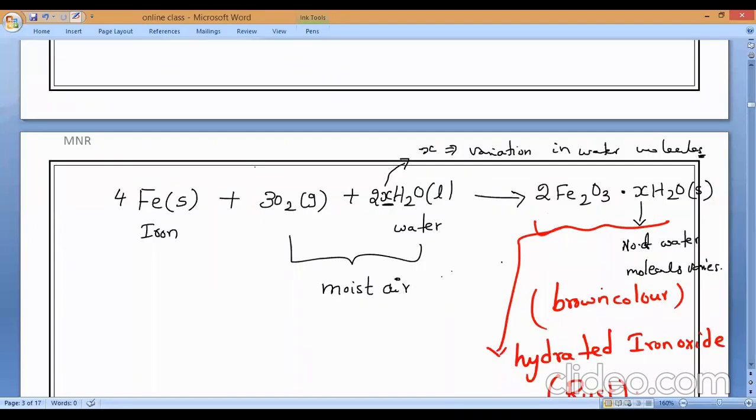So remember, what does X indicate, guys? It may be 1 or 2 or 3 or 4 and so on. So that is the number of water molecules. Water of crystallization is not constant from place to place. So that is why we represent it with the dot XH2O.